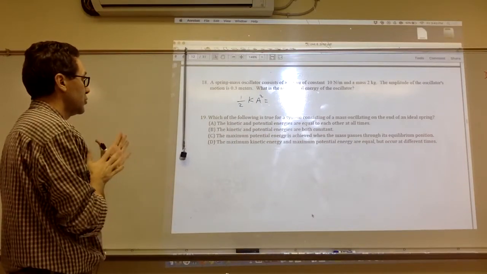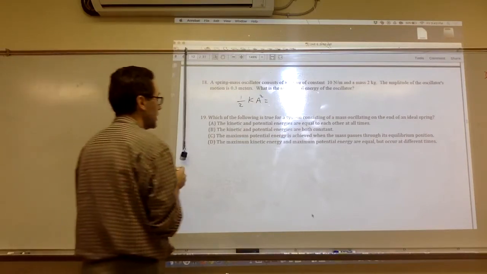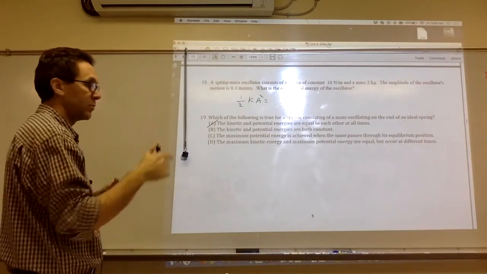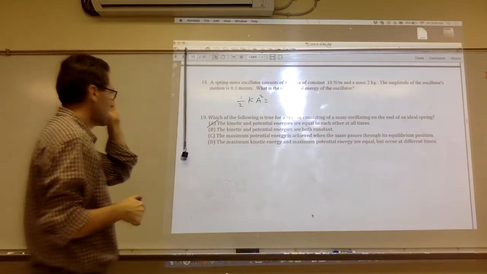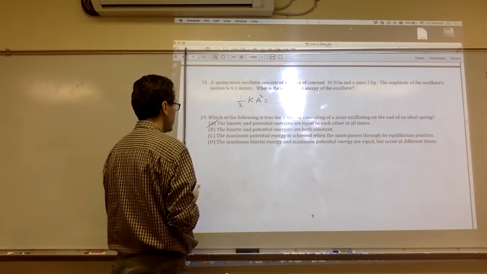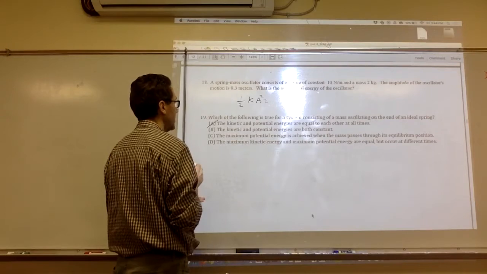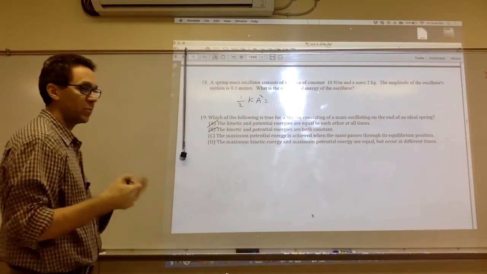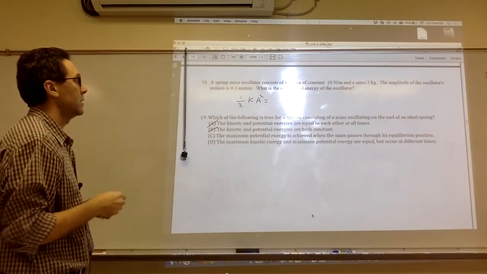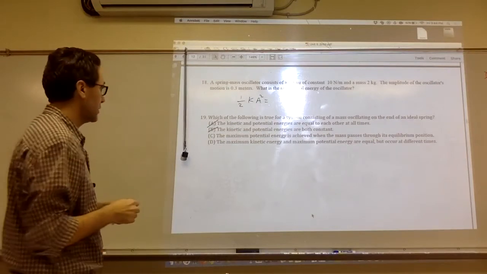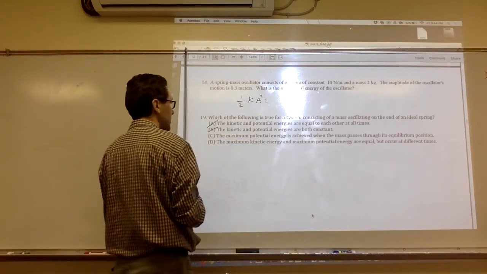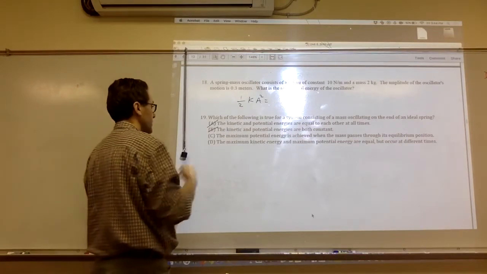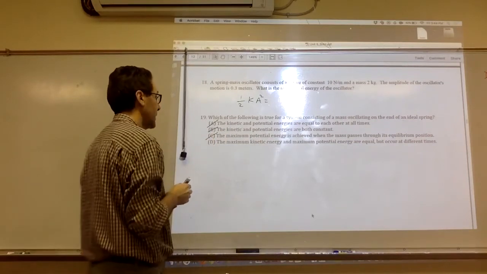Which of the following is true? The kinetic and potential energy are equal to each other at all time. Not true. A counter example is like in the middle at equilibrium, kinetic energy is maximum, potential energy is 0. The kinetic and potential energies are both constant. That's not true. Kinetic, we're speeding up, we're slowing down, so the kinetic energy changes. The same thing with potential energy, we're compressing, we're stretching, so the potential energy changes. The maximum potential energy is achieved when the mass passes through equilibrium. That's not true. That's true for the maximum kinetic energy.